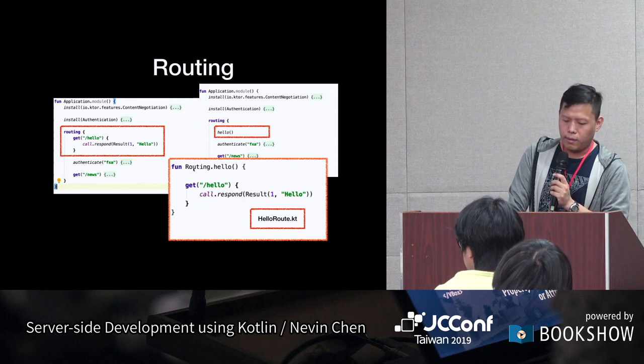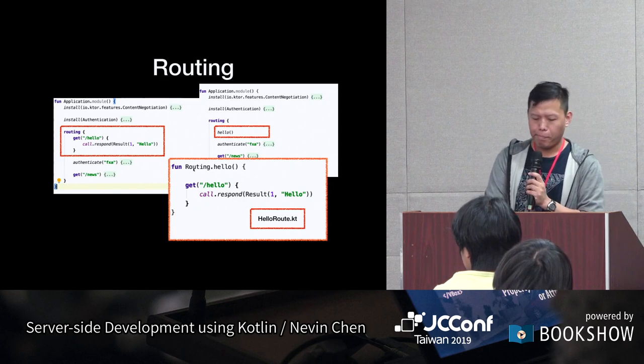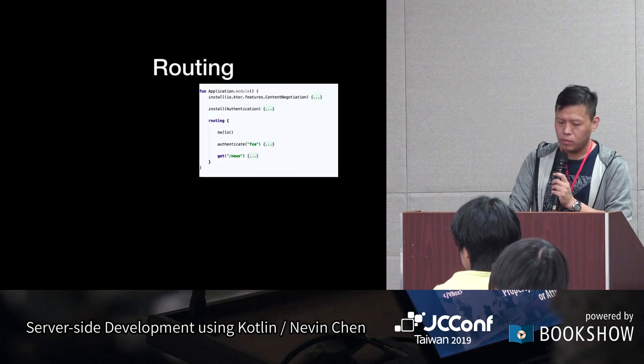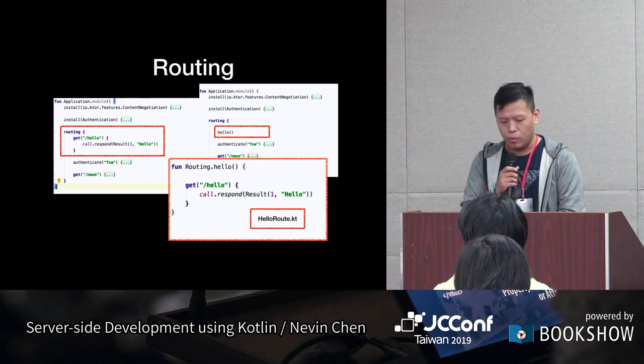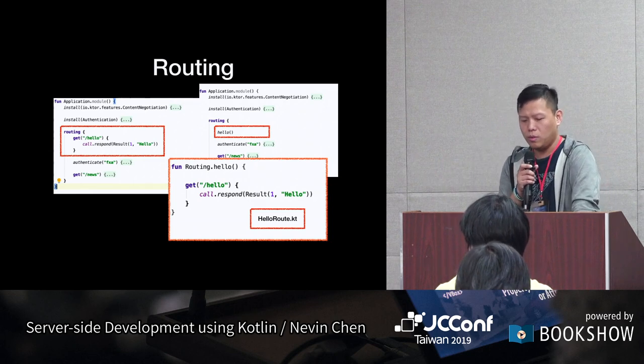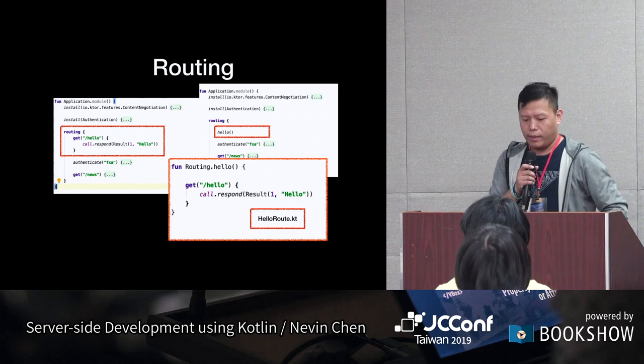Routing will be my receiver, right? So Ktor used extension functions to make this happen.